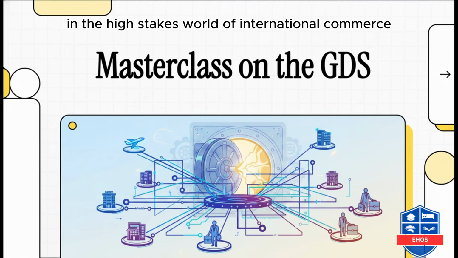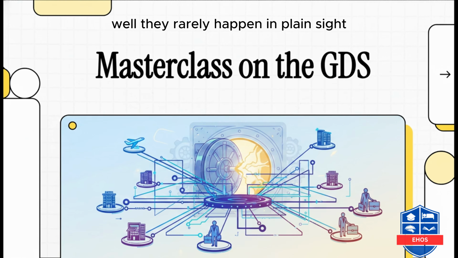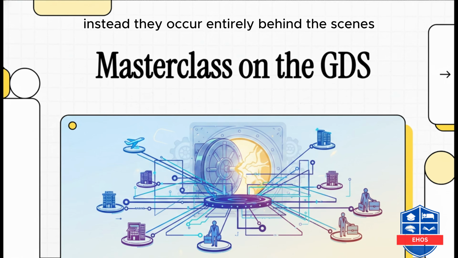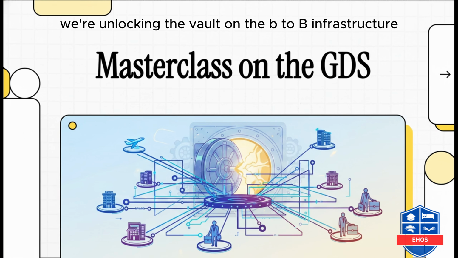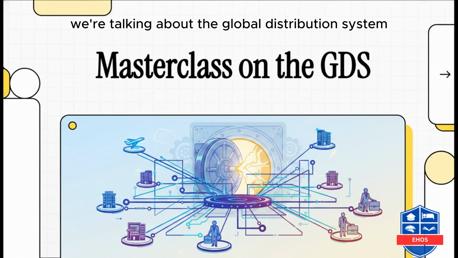In the high-stakes world of international commerce and luxury travel, the truly massive transactions, well, they rarely happen in plain sight. Instead, they occur entirely behind the scenes, governed by some incredibly powerful, complex mechanics. Today, we're unlocking the vault on the B2B infrastructure that quite literally drives global hospitality. We're talking about the global distribution system.